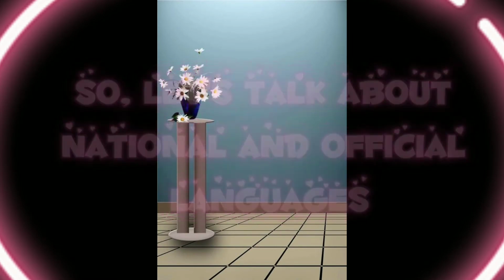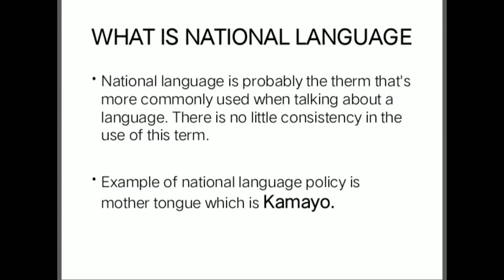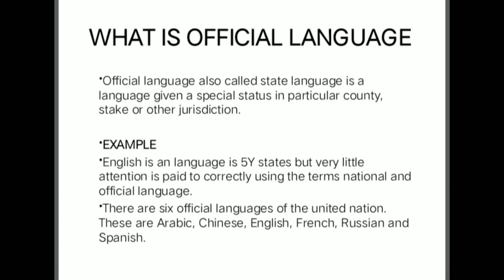So let's talk about the national and official languages. National language is probably the term that's more commonly used when talking about a language. There's very little consistency in the use of this term. An example of a national language is the mother tongue, which is Kamayo. On the contrary, official language is also called state language, a language given a special status in a particular country, state, or other jurisdiction. Example: English is an official language in 25 states, but very little attention is paid to correctly using the terms national and official languages.